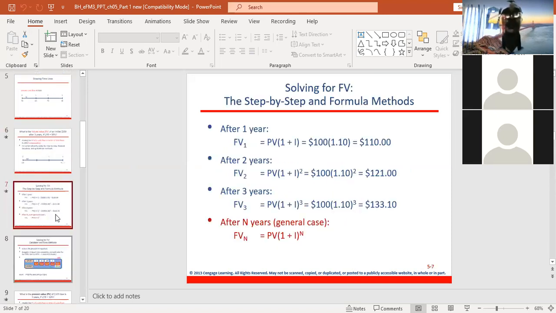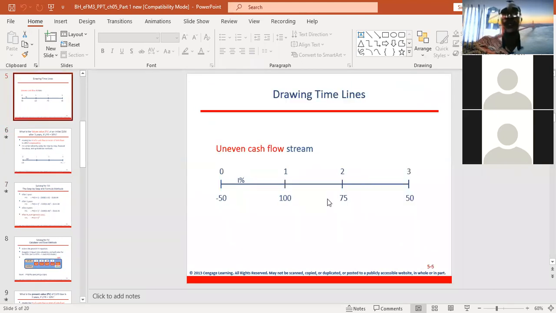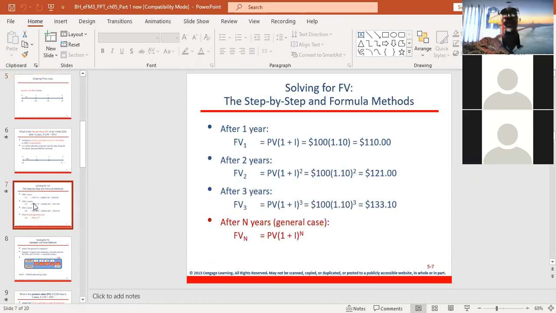Unlike this type, you can see the amount is different. So this one, you have to do it one by one. You cannot solve it at once. Using the financial calculator, you do it one by one. So let's try to see how to solve this problem using our calculator.